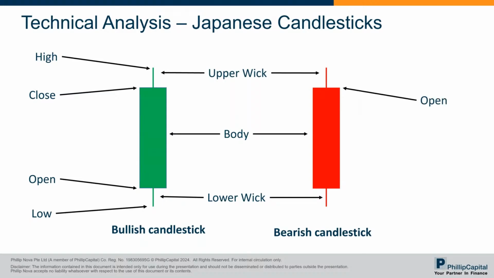The same is for the bearish candlestick, where the prices open at the top of the body. It went up as high as the upper wick, it went down as low as the lower wick, and ultimately it ended at the bottom of the body. So as long as the close price is below the opening price, it was a bearish move. Prices have gone down from where they started.